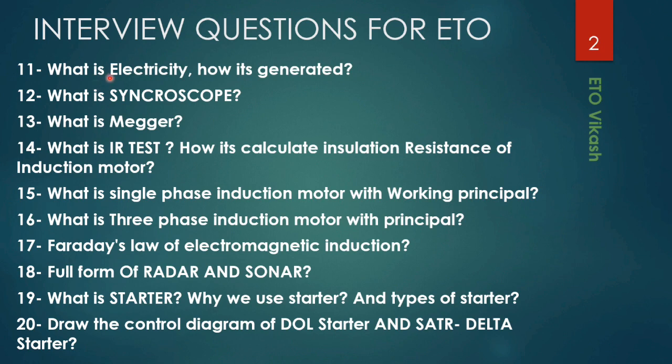Now let's come to our next question, that is the 11th question. In the 11th question: what is electricity and how is it generated? Electricity means the flow of electrons, and that is how it is generated. Generating stations like thermal, hydro, and many other ways, but it is generated by a turbine rotating the generator, and the mechanical energy gets converted into electrical energy.